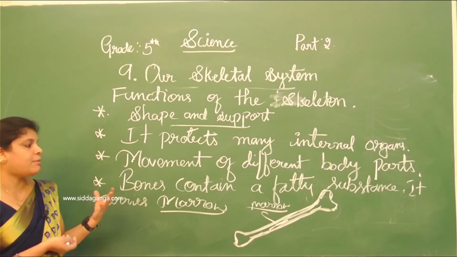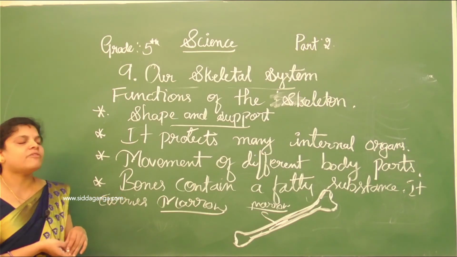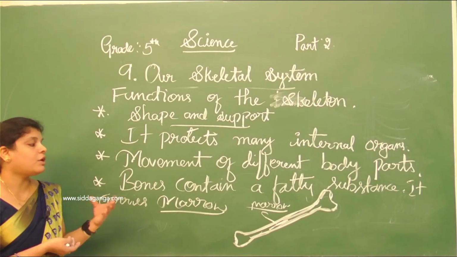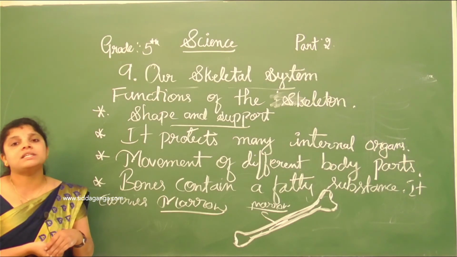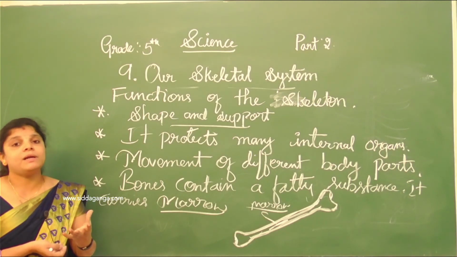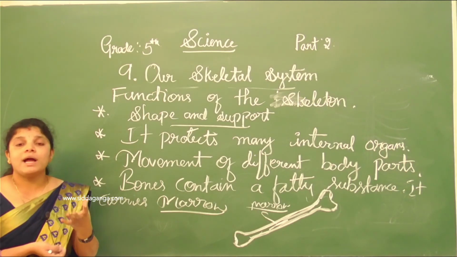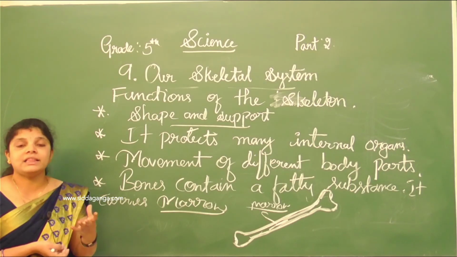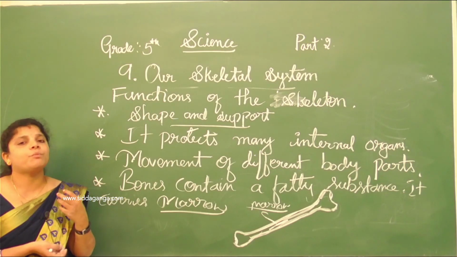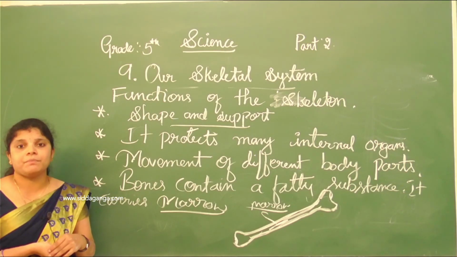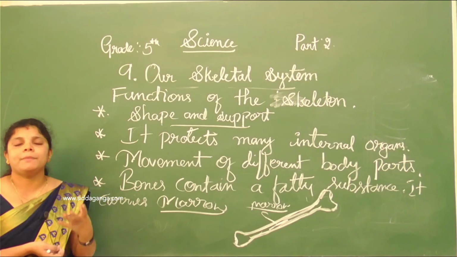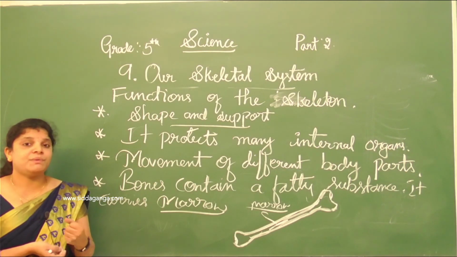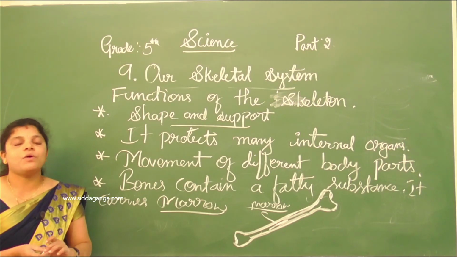And next is about bone marrow. See, bones contain a fatty substance called bone marrow. Normally it helps to produce red blood cells and also white blood cells. Okay, for healthy bones we have to consume more calcium, which is found in milk, fruits, vegetables and green leaves. These are all about bones.